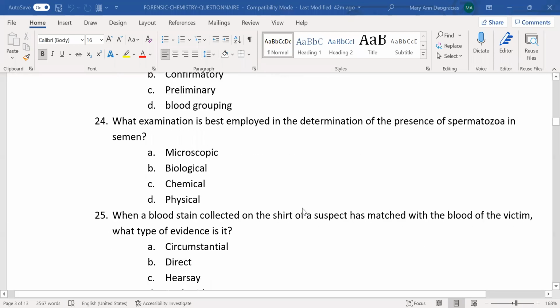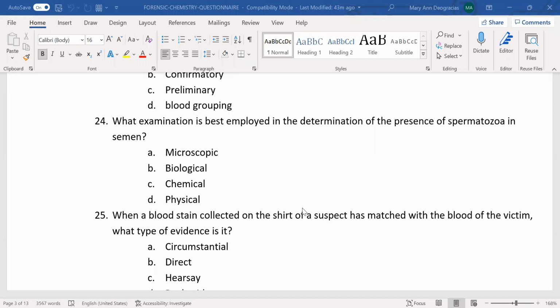Next, number 24. What examination is best employed in the determination of the presence of spermatozoa in semen? A, microscopic. B, biological. C, chemical. D, physical. Okay, A, microscopic. Spermatozoa yan. Common sense, makikita ba natin na spermatozoa using the chemical test? Diba? Sobrang liit niyan. So, we have to apply the microscopic examination.